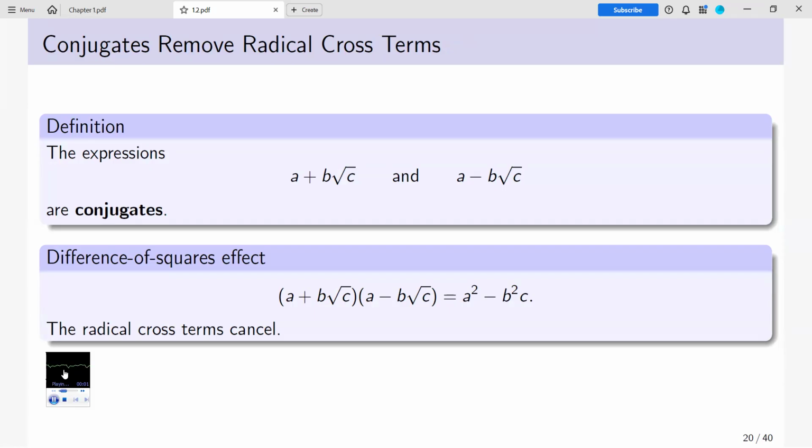Conjugates differ only in the sign between their terms. Their product is a difference of squares, so the radical cross terms disappear. They are mathematical opposites who cooperate surprisingly well.